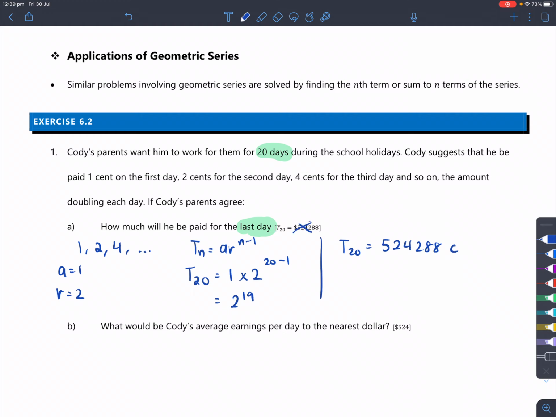So in dollars, this would be $5,242.88 if you divide this by 100.